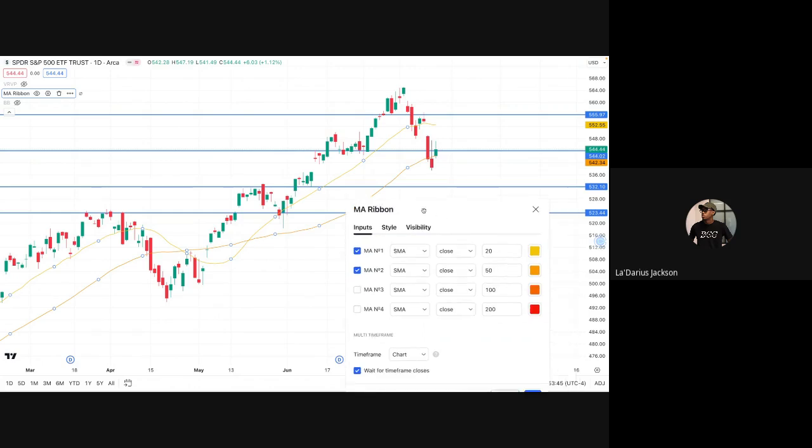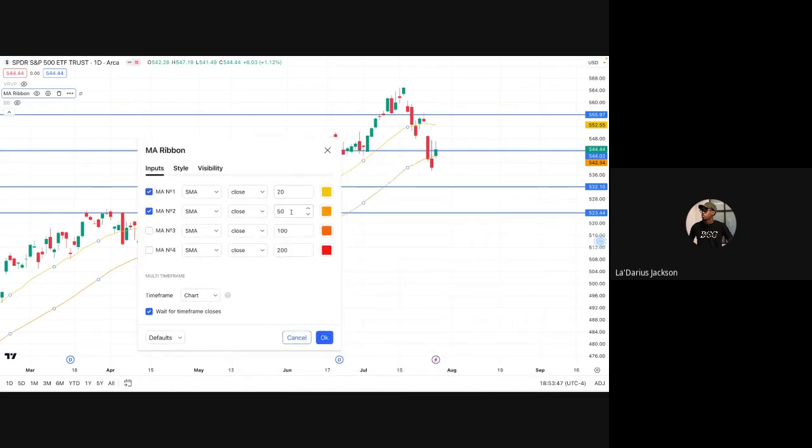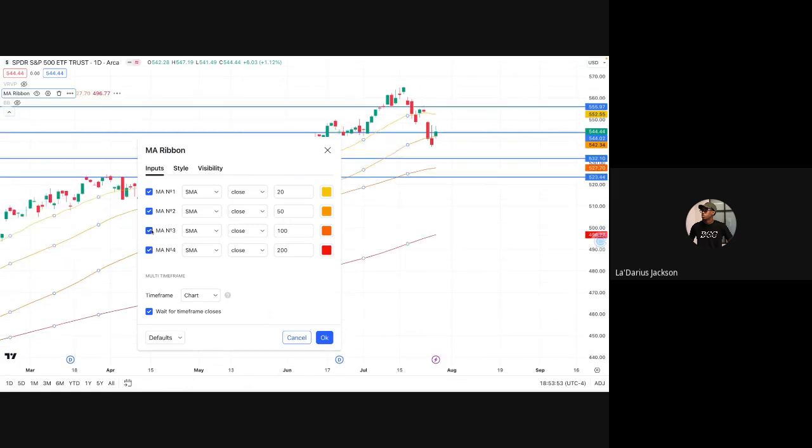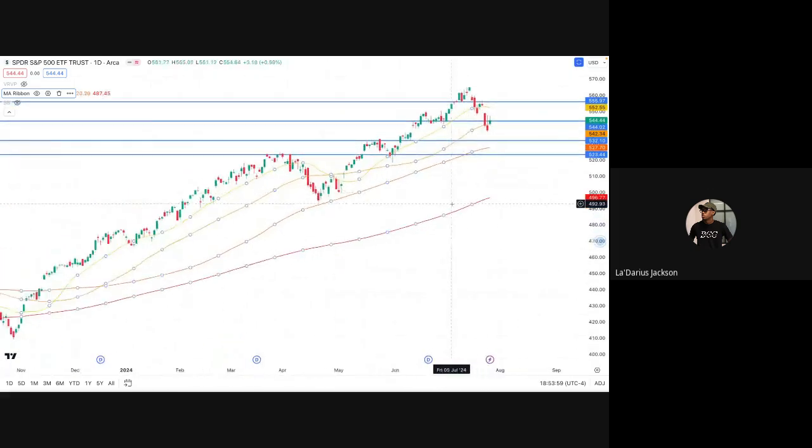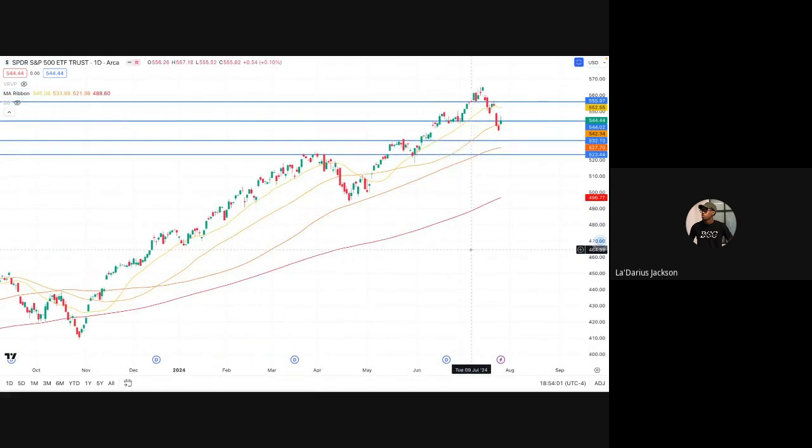Again, 20 and 50 is extremely simple, but you're missing the 100 and 200 being there, which I still like to have, because every chart is not going to be this pretty. This is a really pretty chart. That's why I always use the SPY. This is one of the cleanest charts you'll probably see today. On all of the other charts, you're going to have your 20 and 50 in different places.